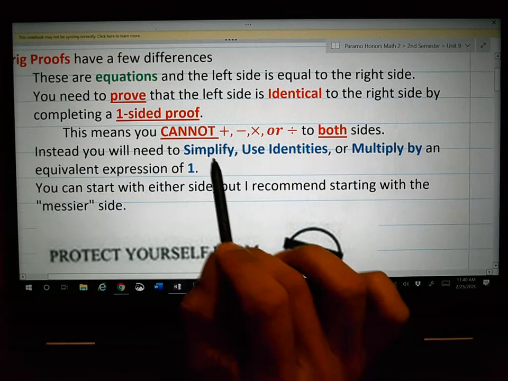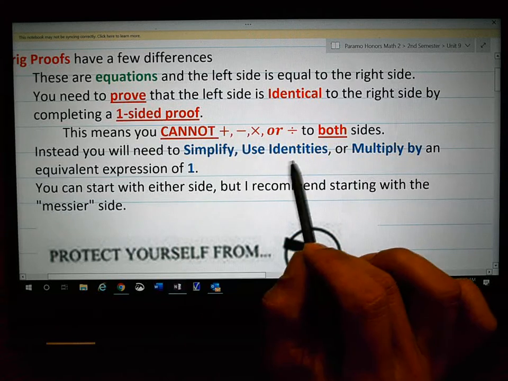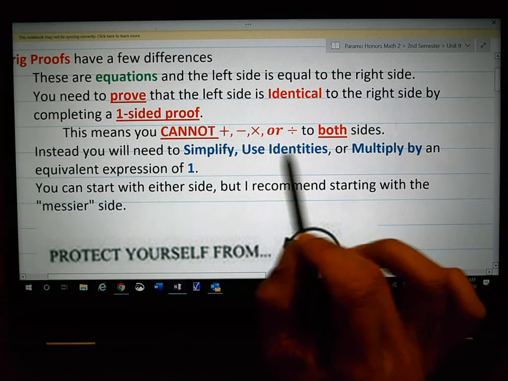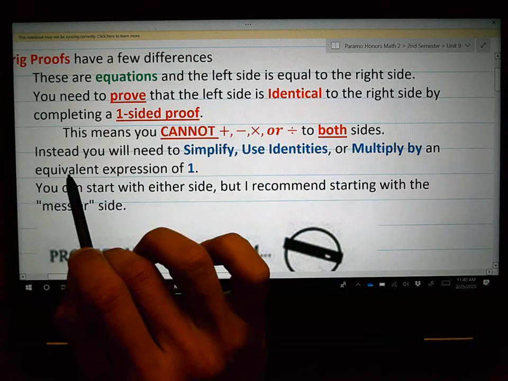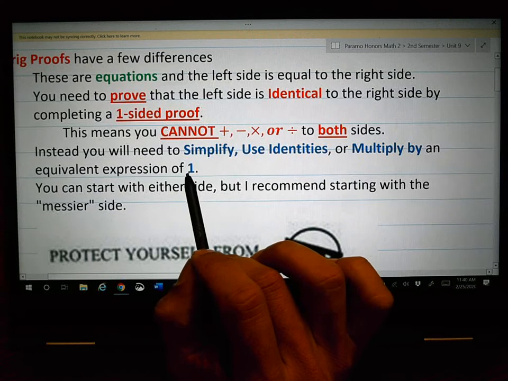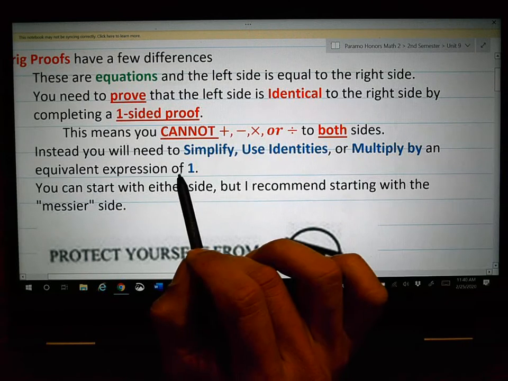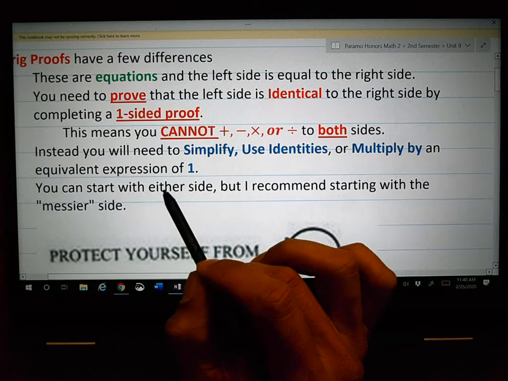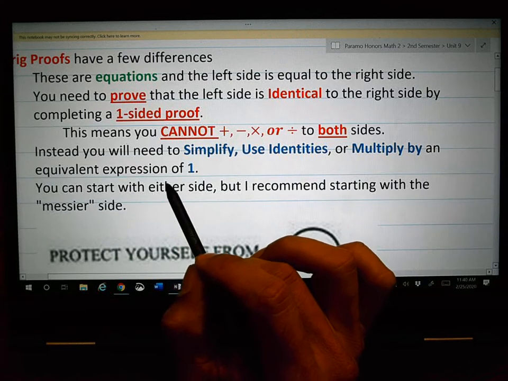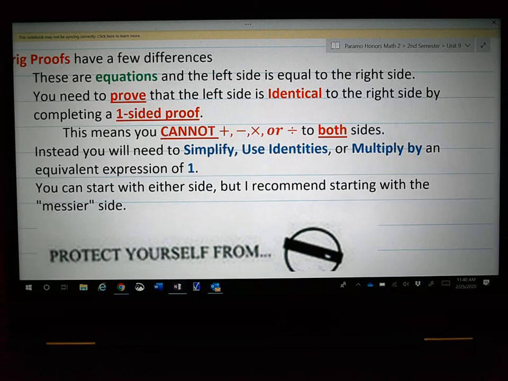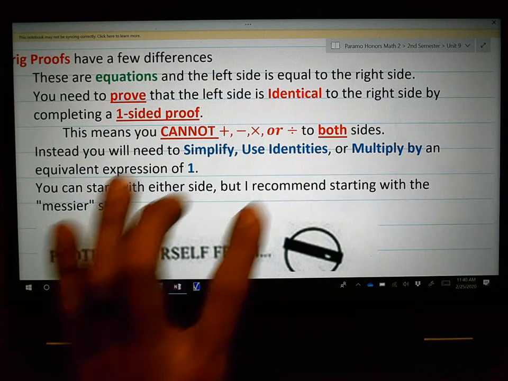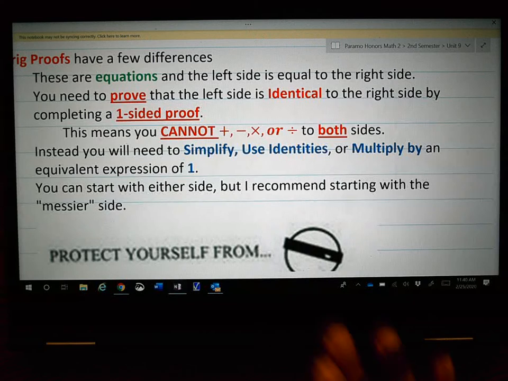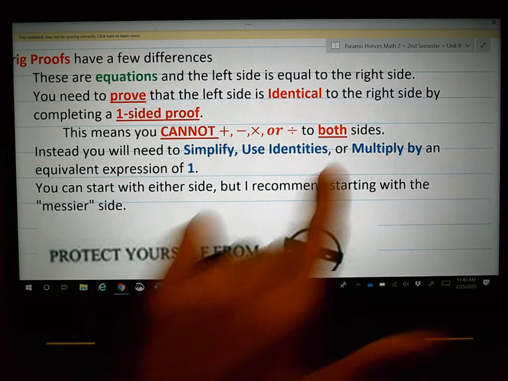How are you going to do it? You will simplify, or you will use any of the identities that you had, or you will multiply by an equivalent expression of 1. Not like 1, but more like I might multiply by sine over sine, sine of theta over sine of theta. Or you might multiply by tangent of theta over tangent of theta. That is the same thing as multiplying by 1. These are the 3 things you can do. You can't do anything else other than those 3 things.